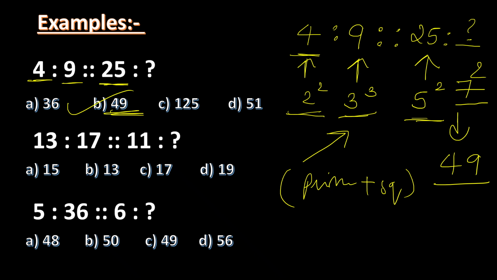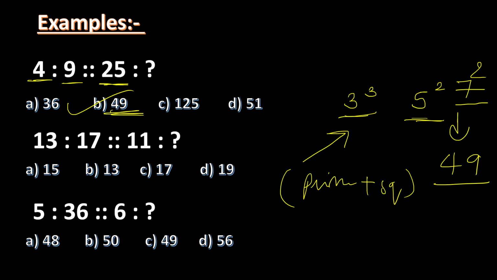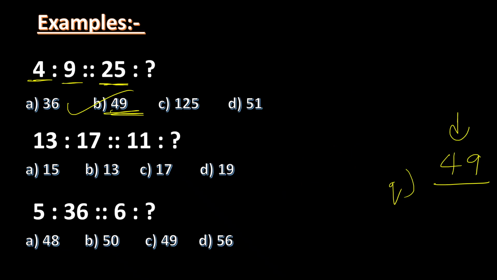The priority list is very important. First, always check for the prime number, square and cube. Then go for multiplication, and then go for addition or subtraction.